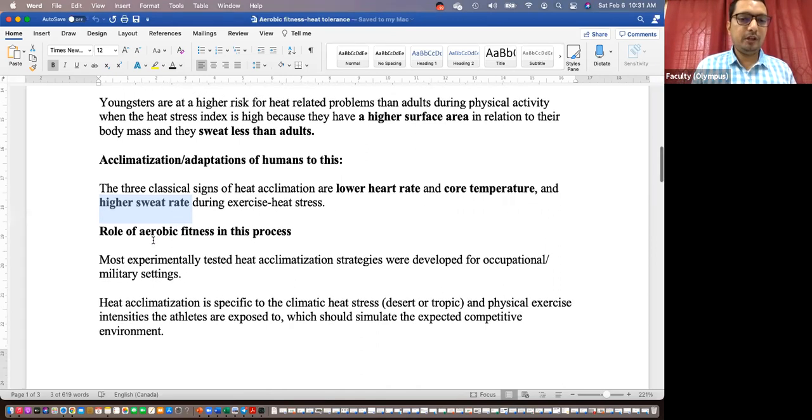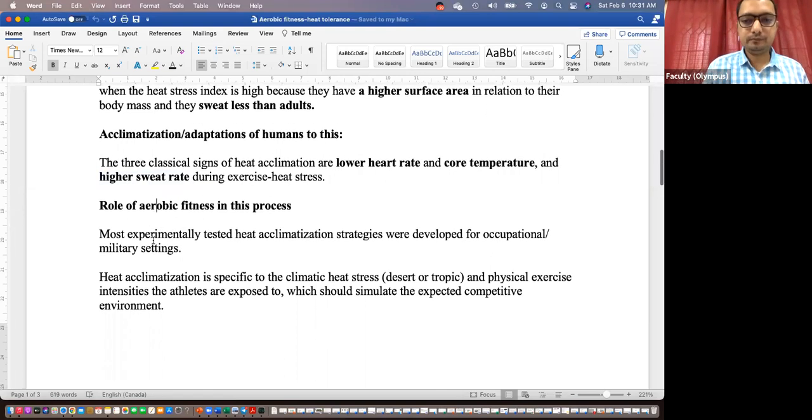And what about the role of aerobic fitness in this process? So scientists actually do research on this. They focus on understanding heat acclimatization strategies, especially for occupational people who are professional runners or athletes, and also for militaries, when they are trained using this type of ecological anthropology knowledge.